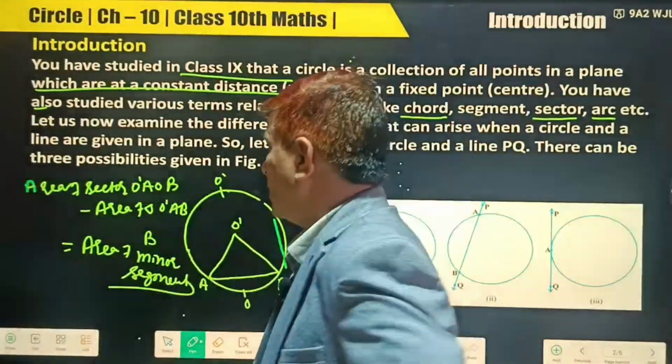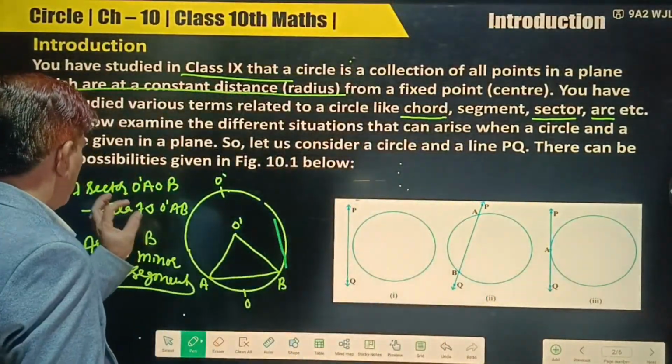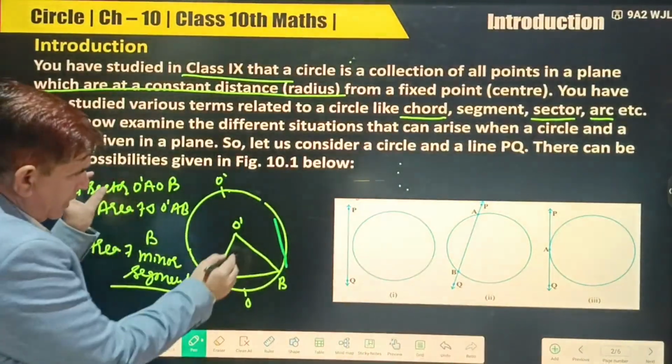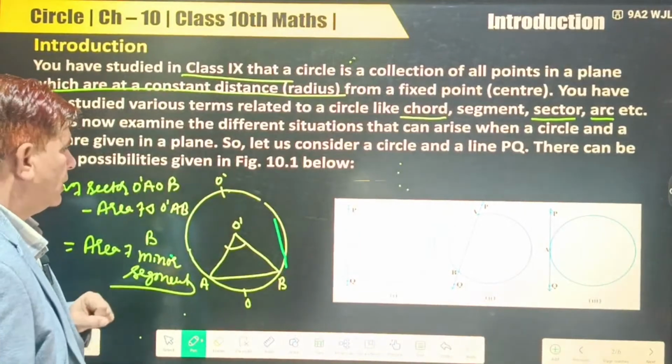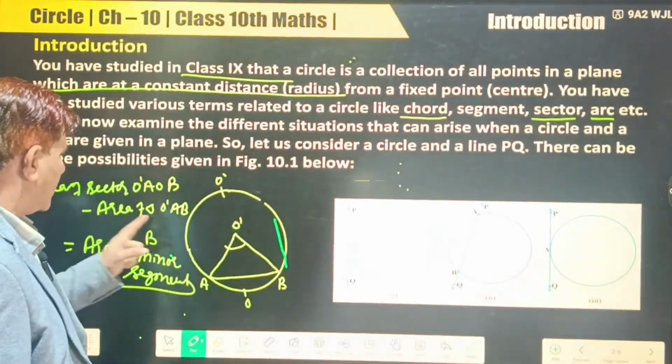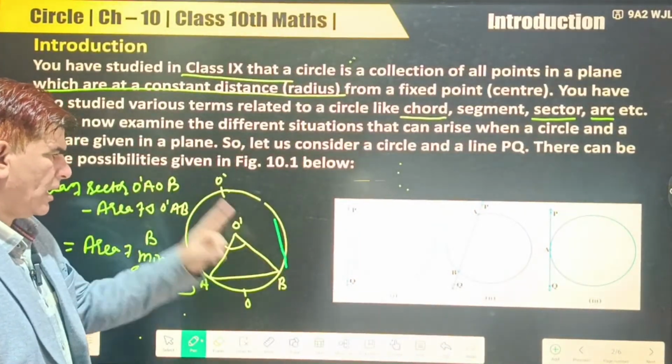But the question is, how can we find out the area of this sector? The sector area is again theta by 360 pi r square, where this is the radius of the circle. Understood? And minus the area of this triangle. Which type of triangle? Isosceles triangle.